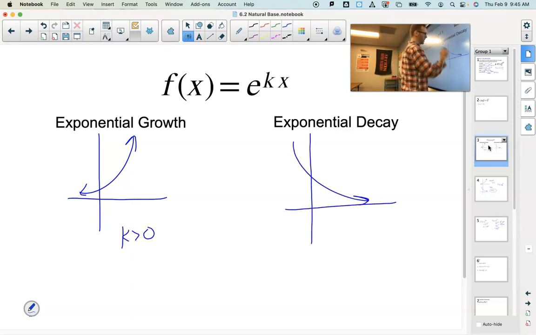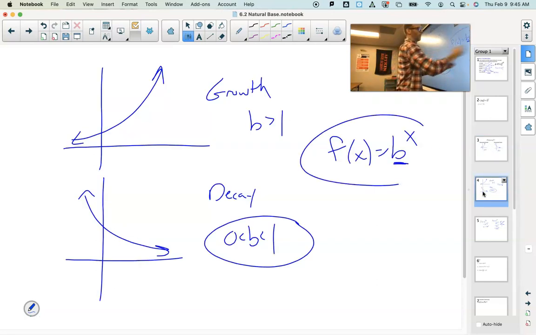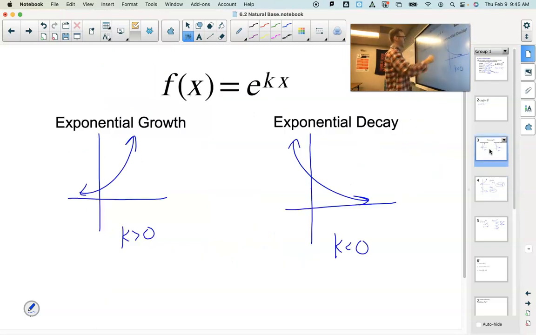It's exponential decay when k is negative. Now we have to keep that straight from just good old-fashioned b to the x, because b to the x is growth when b is greater than 1 and decay when the base is between 0 and 1. But for e to the x, it's when k, which is up in the exponent, is positive that makes it growth, and k being negative is what makes it exponential decay.